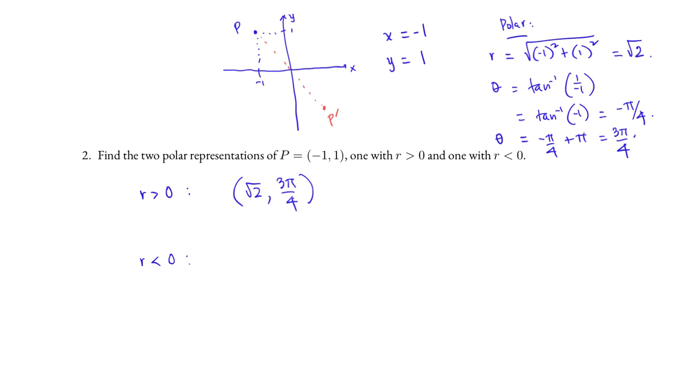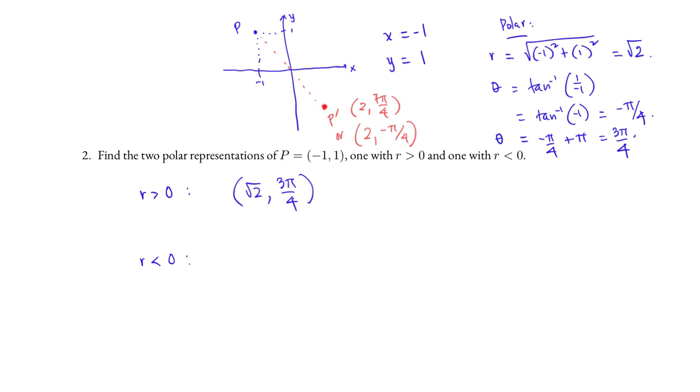To get to the point P prime, we would need to travel 7pi/4 or -pi/4. If we start from the positive horizontal axis, go counterclockwise, that angle would be 7pi/4. But if we go clockwise, then the angle is -pi/4.